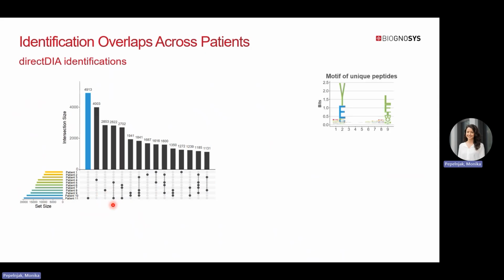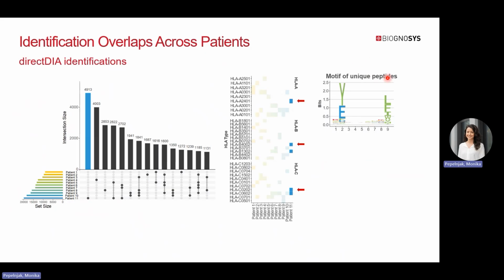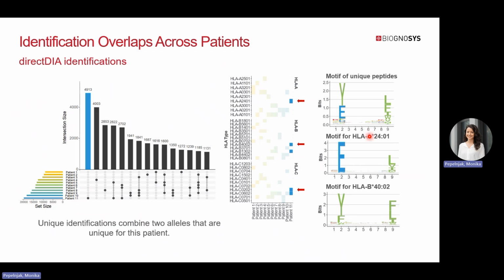If we first focus on patient 11, you can see the motifs that we get from these unique peptides are like this. And then if we look at the HLA typing from patient 11, there are 3 alleles that are unique to this patient. And motifs A and B look like this. So you can see that if we combine those 2 motifs, we essentially get the motif plot of our unique peptides.